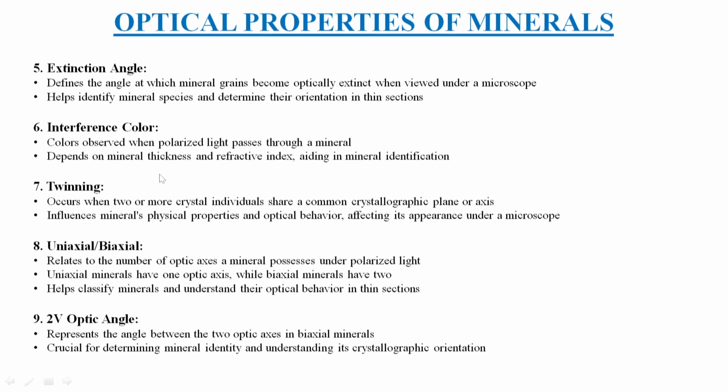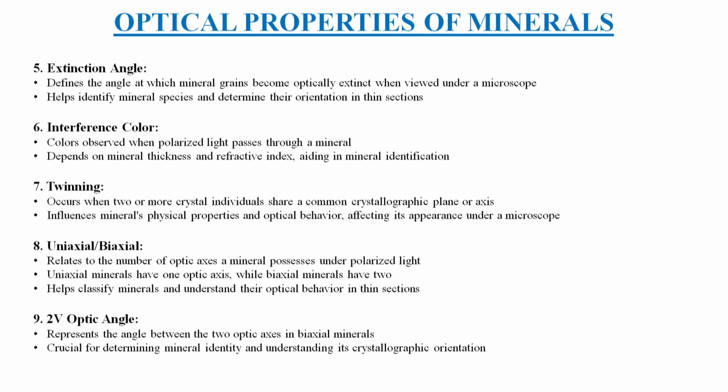Twinning occurs when two or more mineral crystals share a common crystallographic plane or axis, and it influences the physical properties as well as optical properties. And these are again some other terms. Uniaxial and biaxial minerals relate to the number of optic axes in a mineral. If there is one optic axis in a mineral, it is referred to as a uniaxial mineral. If there is more than one optic axis, it is grouped under biaxial minerals.